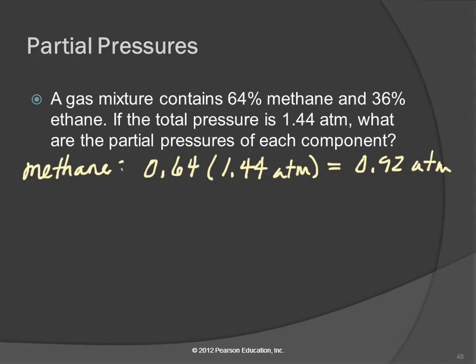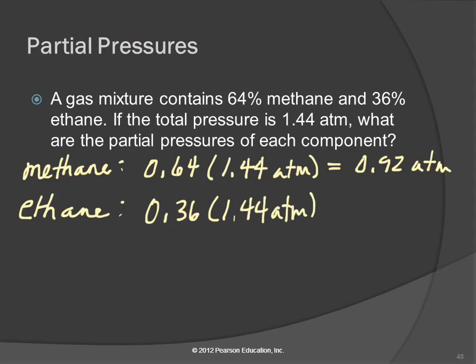For the other one, ethane has a percent composition of 36%. So 0.36 times 1.44. We're essentially taking 36% of the total pressure. 0.36 times 1.44, we get 0.52 atmospheres.